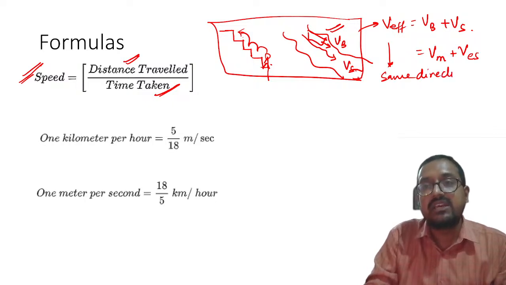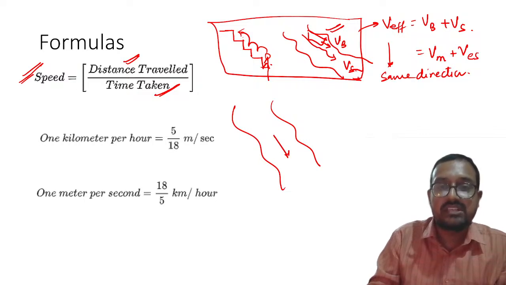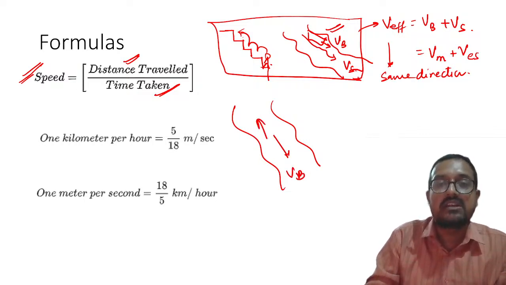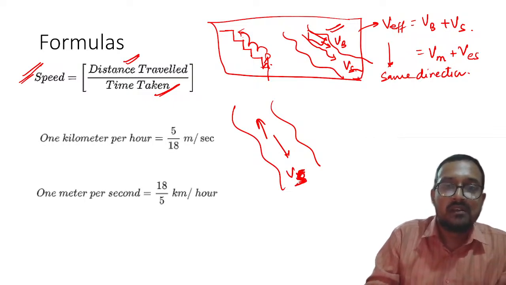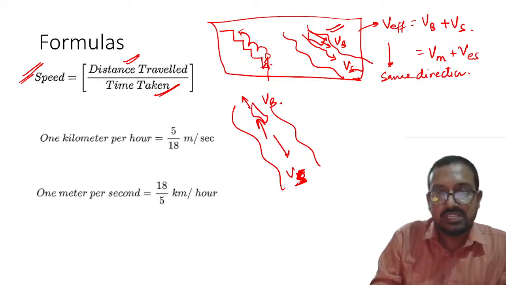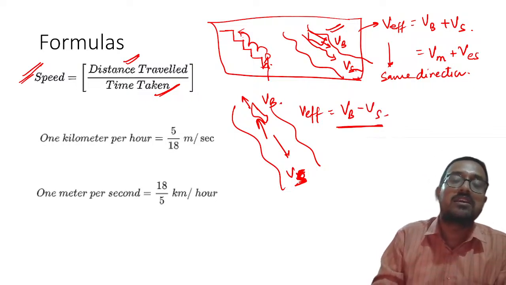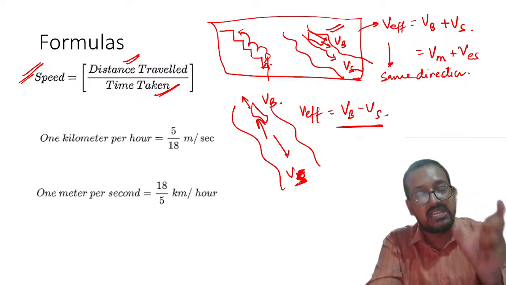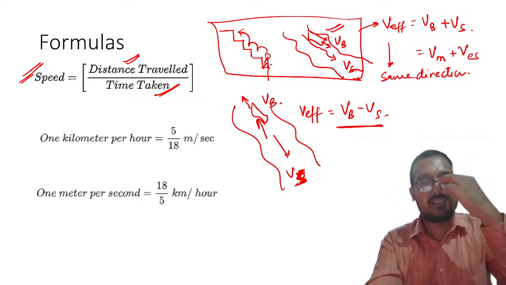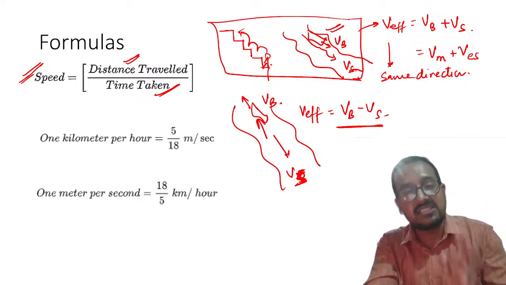If I reverse it, it will become the reverse. For example, suppose this is my river, it is flowing in this direction, VS, stream, right? My boat is moving in the other direction, so that is VB, right? So in this case, V effective will be equal to VB minus VS. Understood this thing? Everyone understood it? When the person or the main object is riding the medium itself, the moving object itself is riding that thing, in that case this will be applicable.